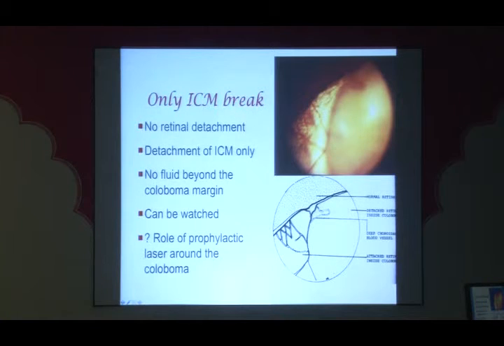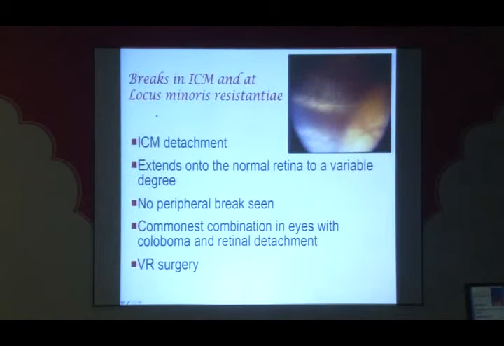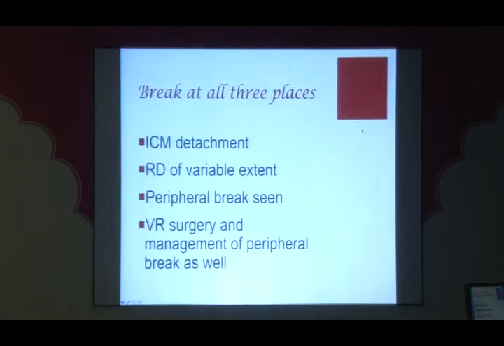So coming to if they have only an ICM break, you'll find an ICM detachment which does not spill over into the normal retina. Here, of course, there is a role of prophylactic laser around the coloboma. And if you have a break in the ICM, intercalary membrane, and locus minoris, this is perhaps the commonest way a coloboma's detachment presents. Then you find an ICM detachment, which could be variable in its extent, and a retinal detachment beyond. These are in communication with each other. So you can have breaks in all the three places.